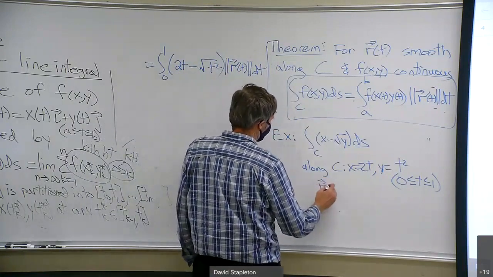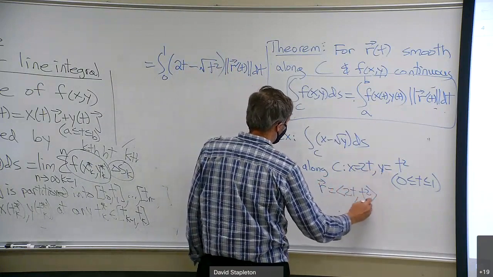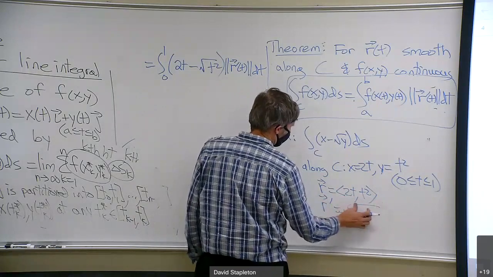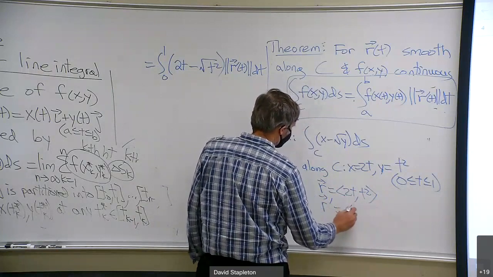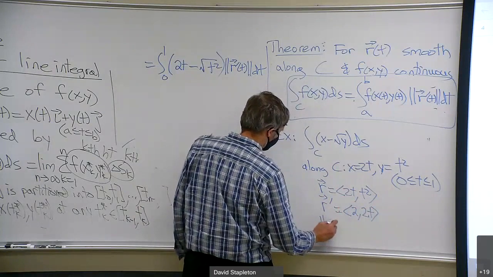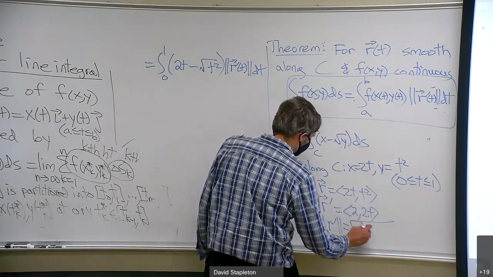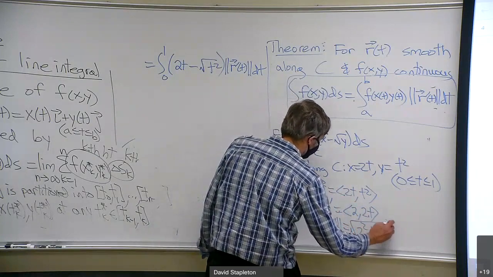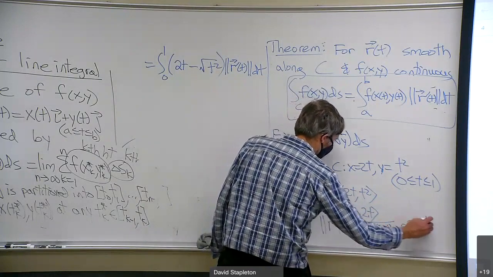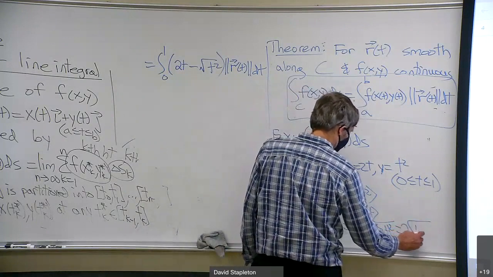R is the vector valued function x and y, so it's 2t, t squared. And if I take r prime, then R prime is 2, 2t. And the length of R prime we can calculate as the root sum square of those: 2 squared plus 2t squared is 2 times the square root of 1 plus t squared. Let's see, yeah, 2 times square root of 1 plus t squared.